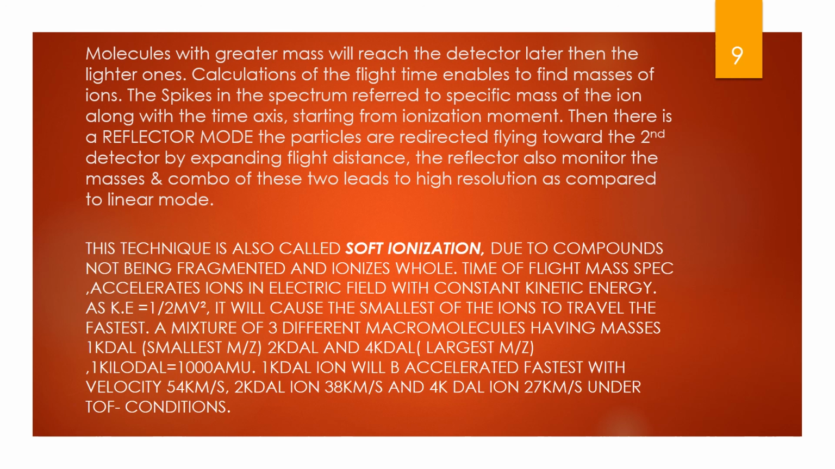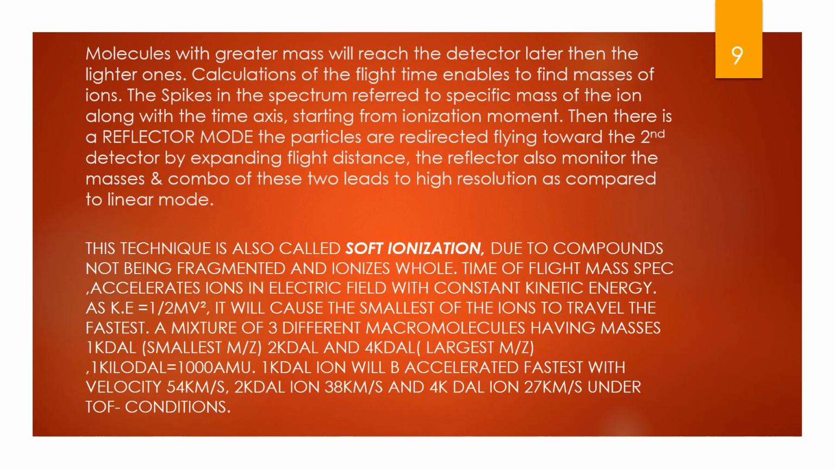The spikes in the spectrum refer to the specific mass of the ion along the time axis, starting from the ionization moment. Then there is a reflector mode. The particles are redirected towards a second detector by expanding the flight distance. The reflector also monitors the masses, and the combination of these two leads to higher resolution compared to linear mode. So this technique is also called soft ionization, because the compounds are not fragmented and are ionized whole. Time of flight mass spec accelerates ions in an electric field with constant kinetic energy. As kinetic energy equals half mv squared, the smallest ions travel the fastest.